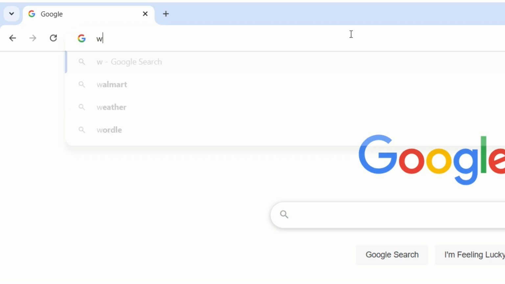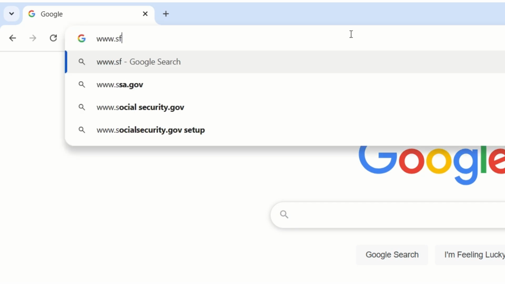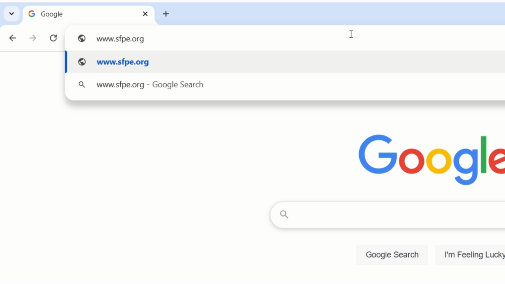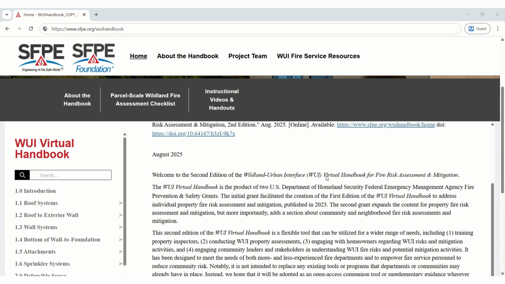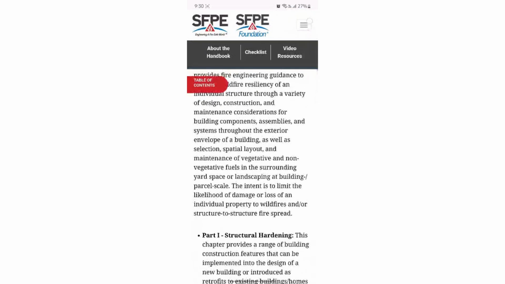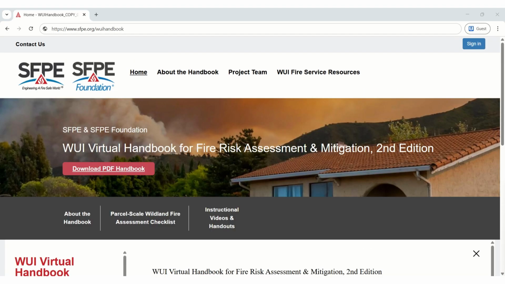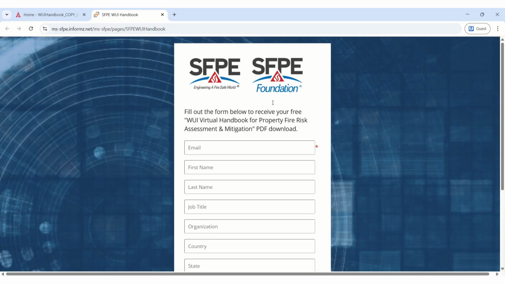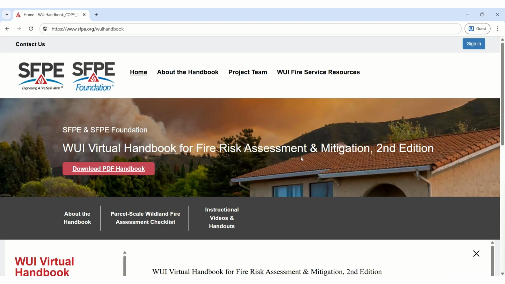First, you'll need to access the handbook. To do so, visit www.sfpe.org/WUI handbook, which you can do on your desktop computer, a tablet, or your mobile phone. Should you wish to download and print a PDF of the handbook, you can do so by clicking the Download PDF Handbook button on the top left. For more information on navigating the handbook, please watch our video entitled Using the Handbook as a Training Tool.